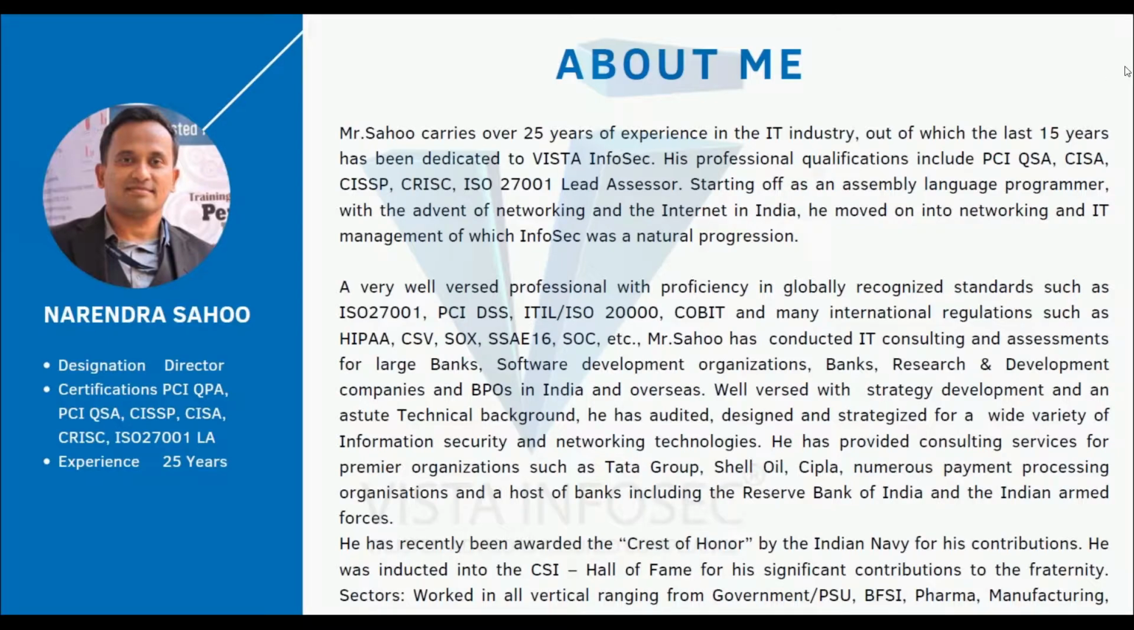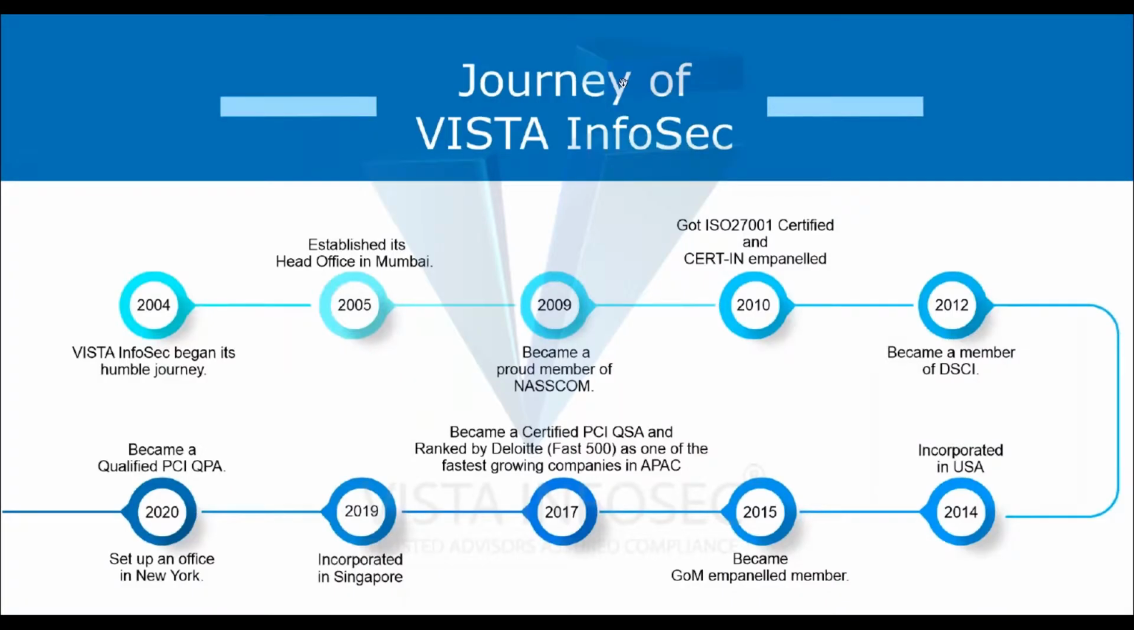So jumping right in, let us go ahead. A quick background about our company. We were established in 2004, and we started off our office in Bombay, India, and then over the years we incorporated in the USA in 2014. Then we got ranked by Deloitte as one of the fastest growing companies in APAC, three years back, and we became a certified QSA. Last year we incorporated in Singapore, and it's doing very well. Then again we became a PCI QPA, as I said, in January, and we set up our own office in New York. The earlier office from 2014 was and still is in Delaware, and soon we should be coming up in Los Angeles on the West Coast.